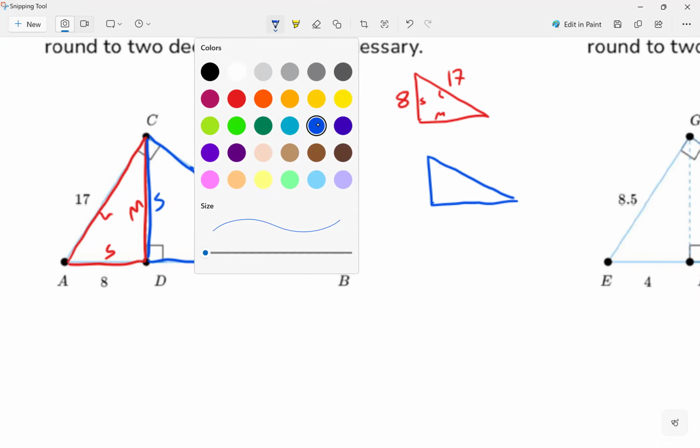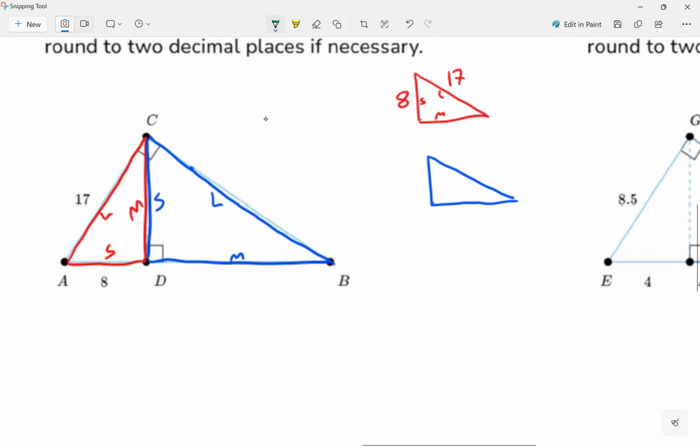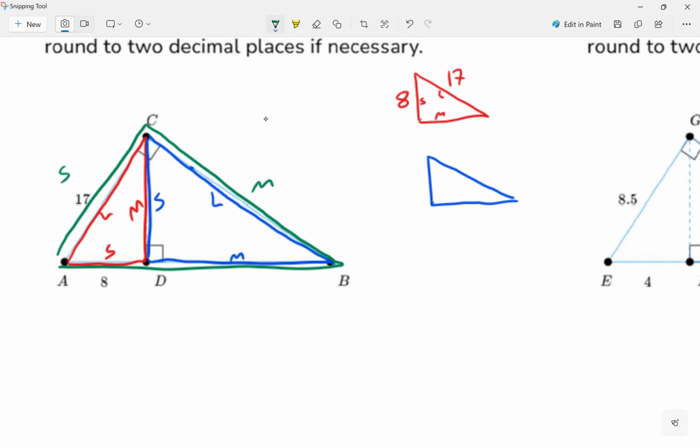And then let me use green. This is my small side, this is my medium side, and this is my large side. My small side is 17. I don't know my medium side, and I know my large side is 8 plus something. I don't really know it either.